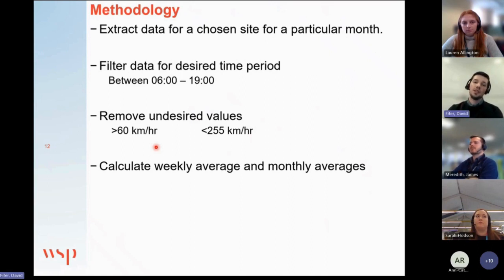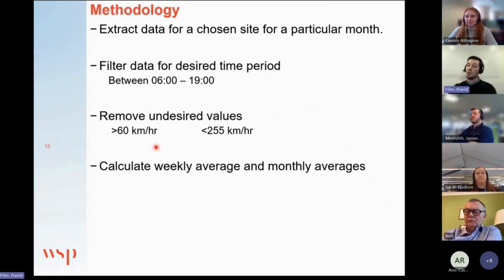We then removed undesired values, so currently we've set that as any speed below 60 kilometres an hour and any flow above 255. The 60 is based on we don't want to get queues where traffic is stationary from accidents and things, because that's not what a speed flow curve is trying to estimate. It's about the relationship between flow and speed, not including incidents where traffic is stationary.